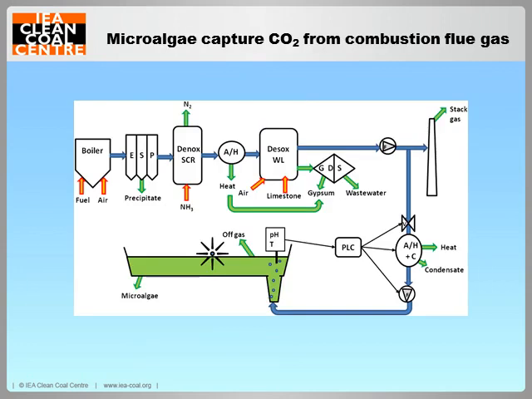This is a flow chart of microalgae capturing CO2 from coal combustion flue gas. After going through the pollution control systems, the flue gas is pumped into an algae pond for algae to grow. The concept of using the CO2 in the flue gas from a coal-fired power plant to produce microalgae and then converting the algae biomass to fuel was first studied over 50 years ago at the University of California, Berkeley in the United States.